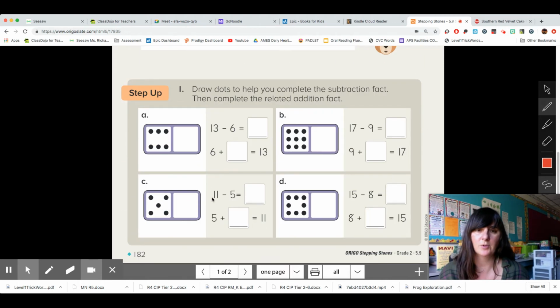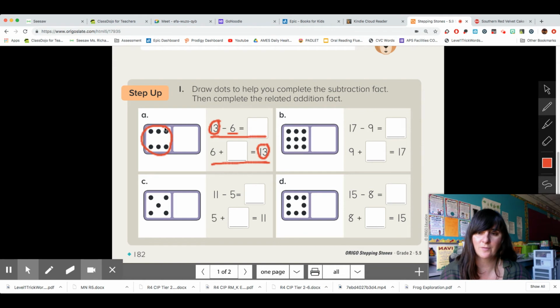Draw dots to help you complete the subtraction fact, then complete the related addition fact. So you're given some equations. You have subtraction, you have addition here. We have a total of 13. We know that 13 is the total because it's the largest number. And you're given one of the parts, which is 6.